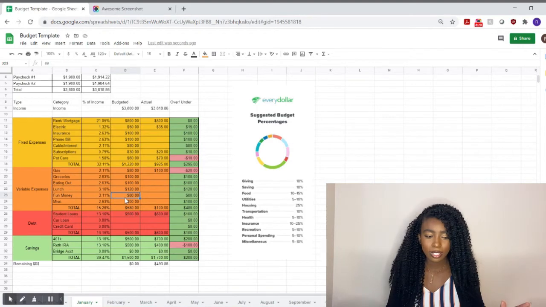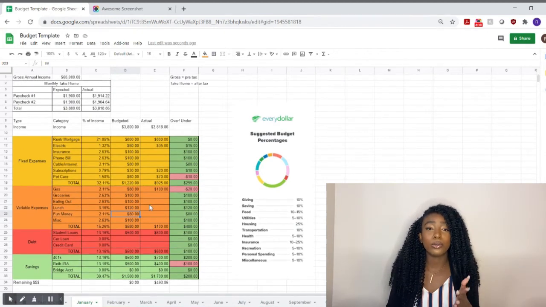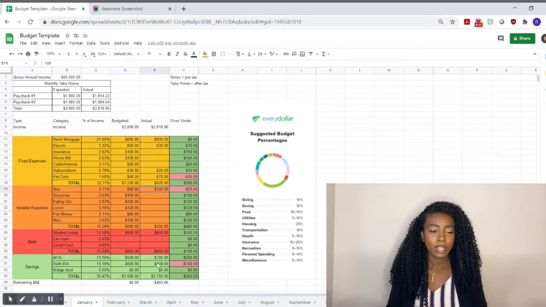No. Use the fun money or budget more for what you think you're going to need, and then have maybe $80 and then $100 in your fun money and $80 in your miscellaneous instead. Do a budget that's going to be reliable to you and that you can stick to. So in the actual column, you're going to see I have a lot of monies left over, and that is because I did not fill out these blank cells.